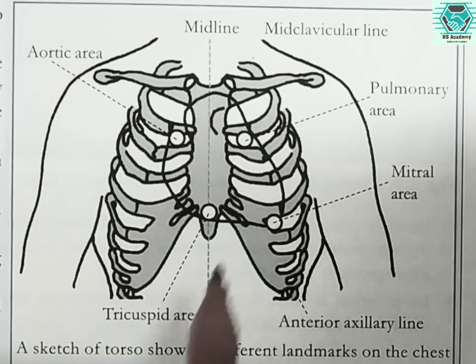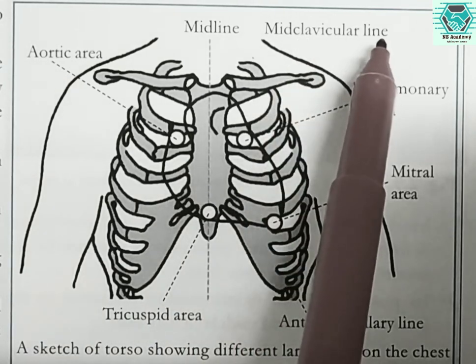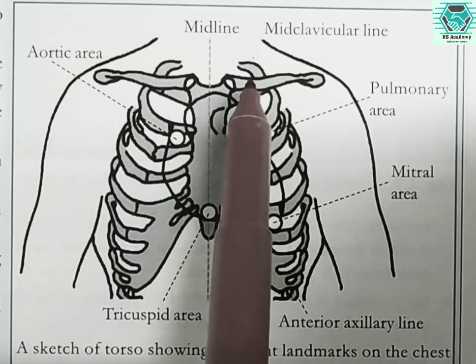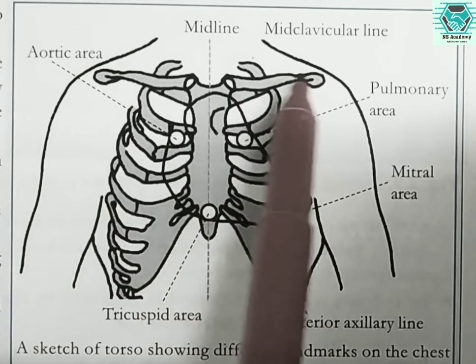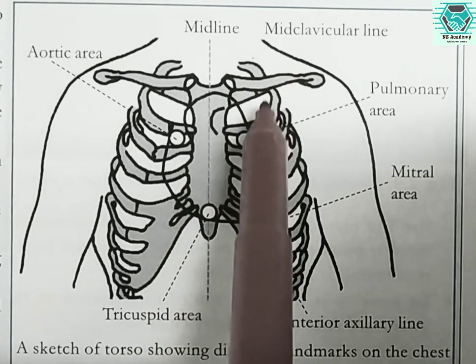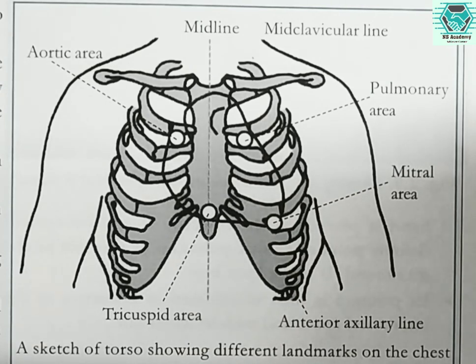Then the mid clavicular line. The mid clavicular line is the imaginary vertical line passing through the midpoint of the clavicle. So this one is the clavicle. We have two clavicles or collarbones. So the mid clavicular line bisects the clavicle, that is, midway between the suprasternal notch and the tip of the acromion process of that side.